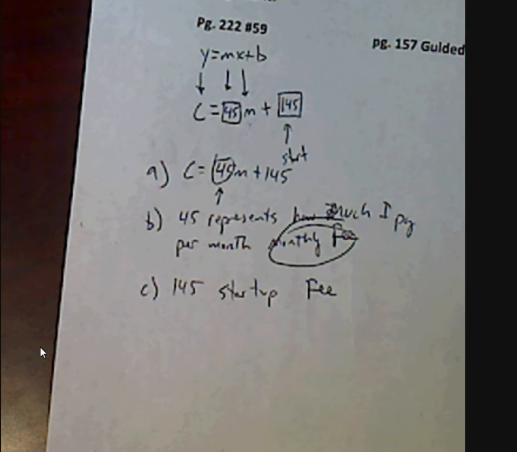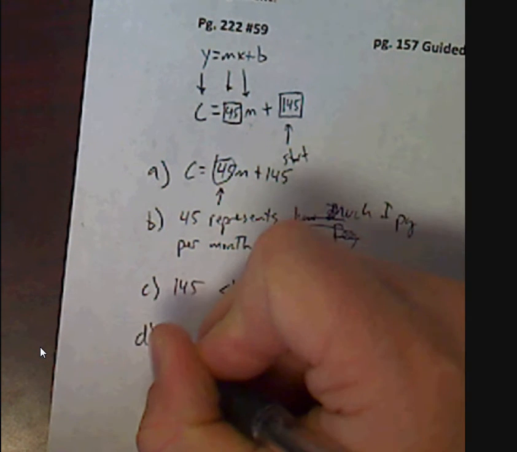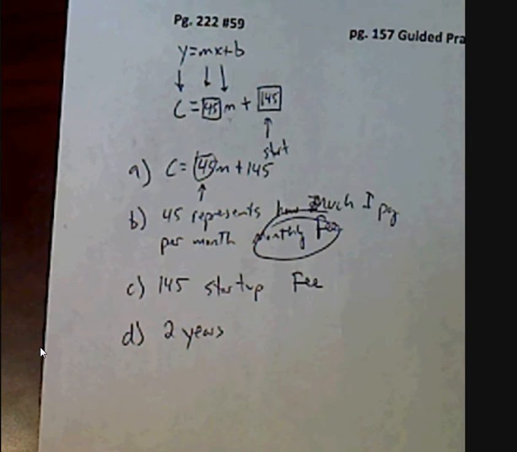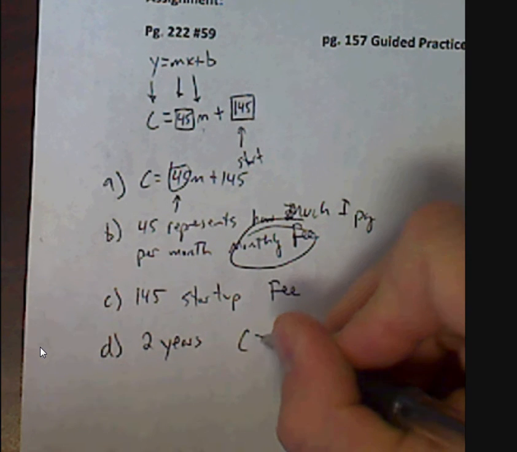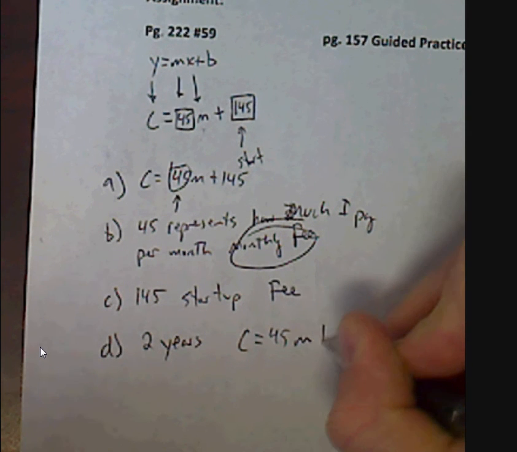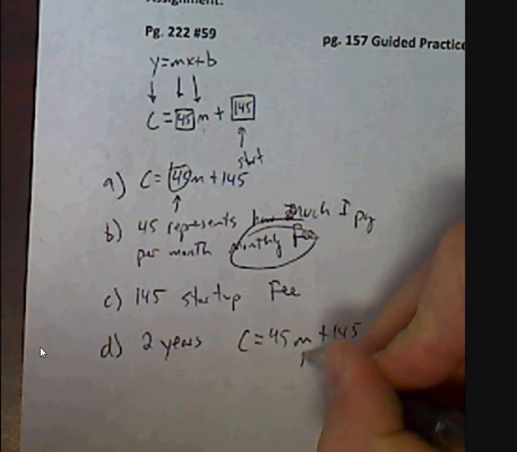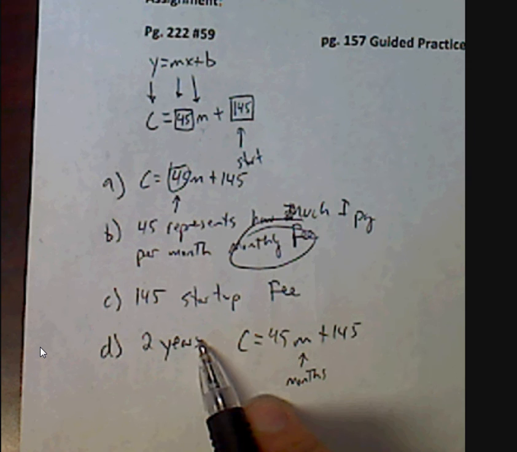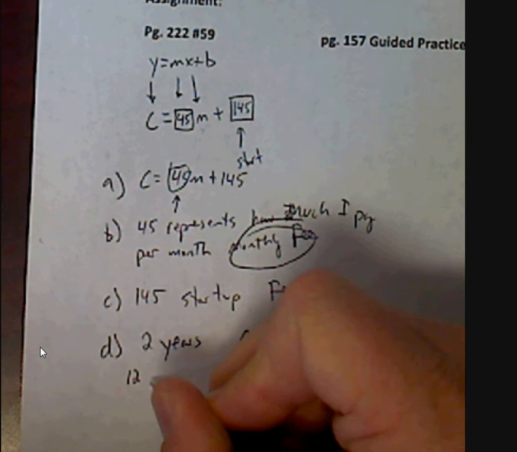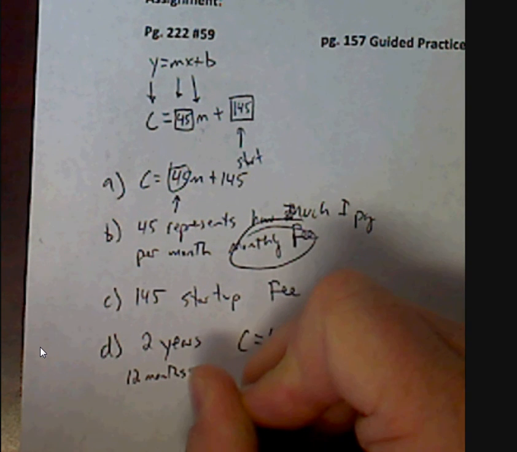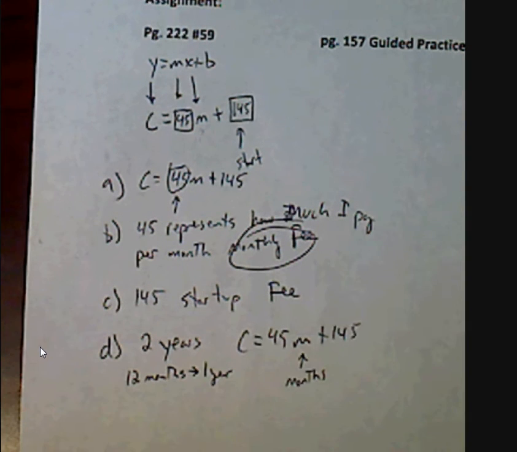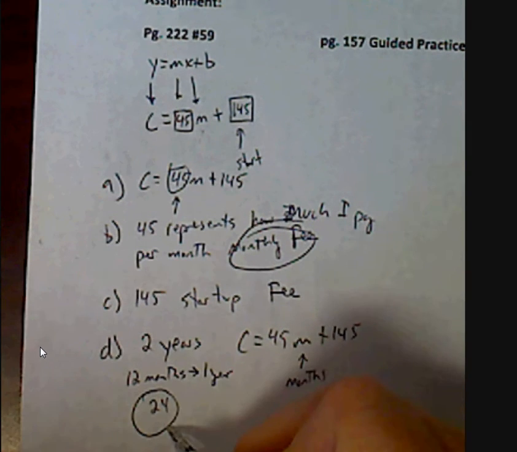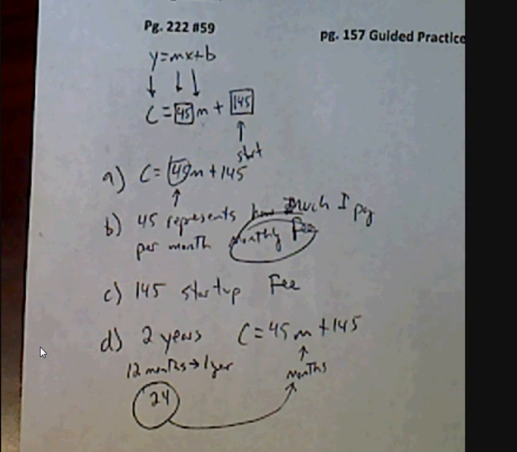Letter D says, what is the cost of a 2-year membership? So let's think about this. Within my equation, I have C equals 45M plus 145. But you need to notice that M stands for months. I'm given 2 years. Well, there's 12 months in 1 year, so in 2 years, I would have 24 months. So I'm actually going to plug in 24 for my months.